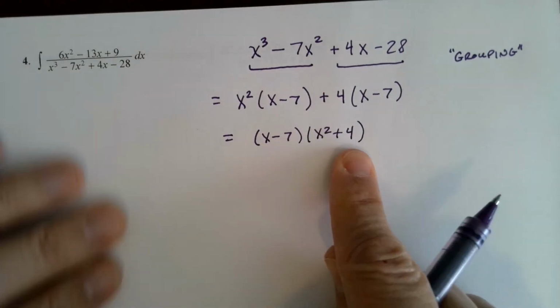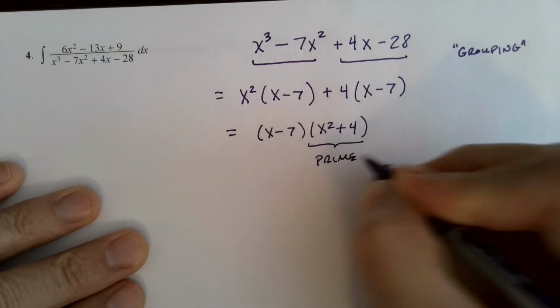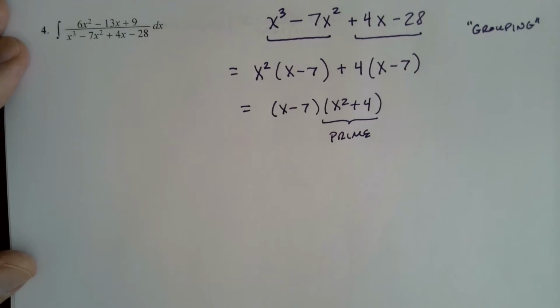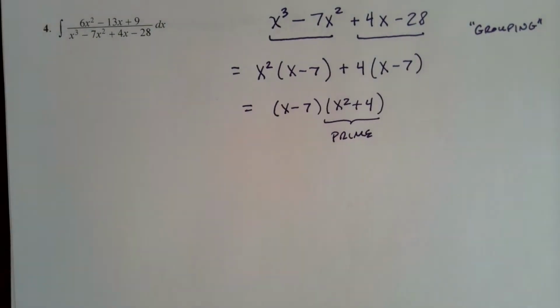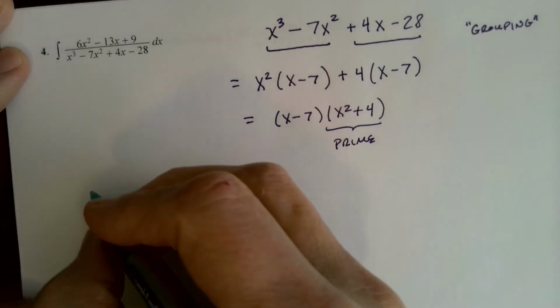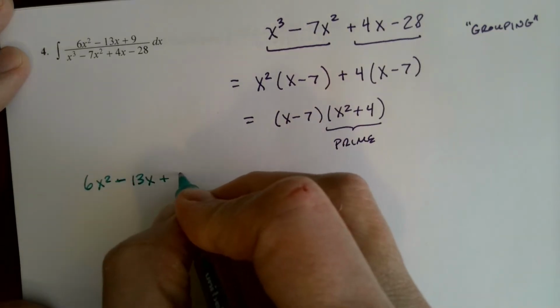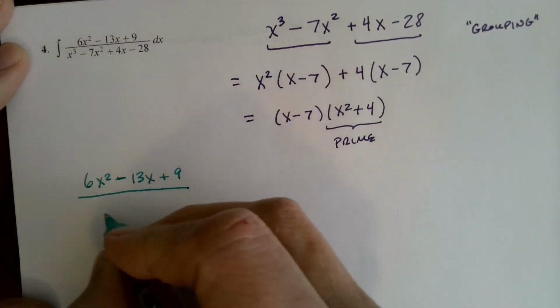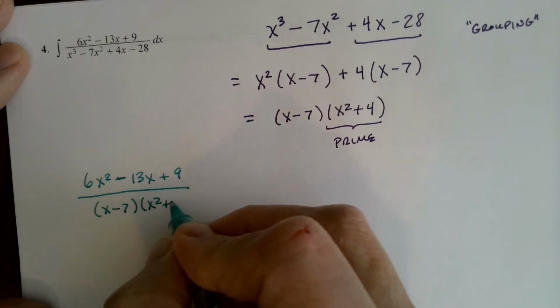Now, can I factor x squared plus 4? No. That right there is prime over the rational numbers. In fact, prime over the reals. Cannot factor x squared plus 4. You could factor x squared minus 4. That's the difference of squares, but the sum of squares does not factor. And so what we have then is our partial fraction decomposition, 6x squared minus 13x plus 9 over the factored form, x minus 7, x squared plus 4.